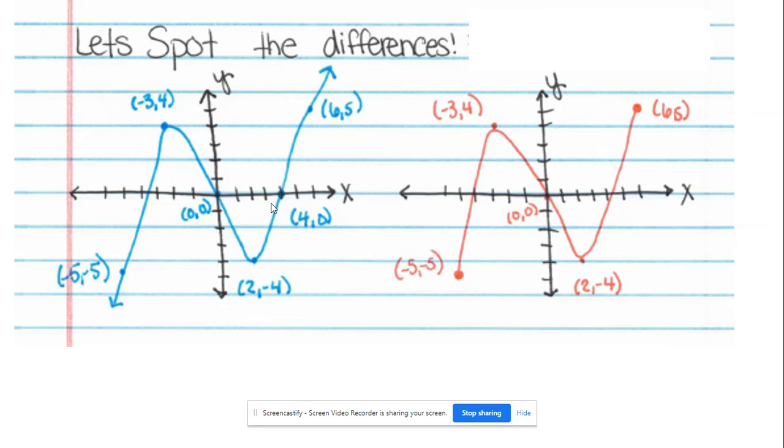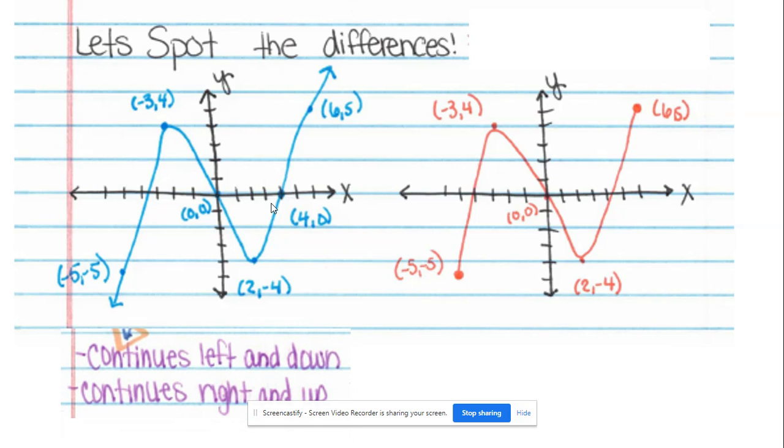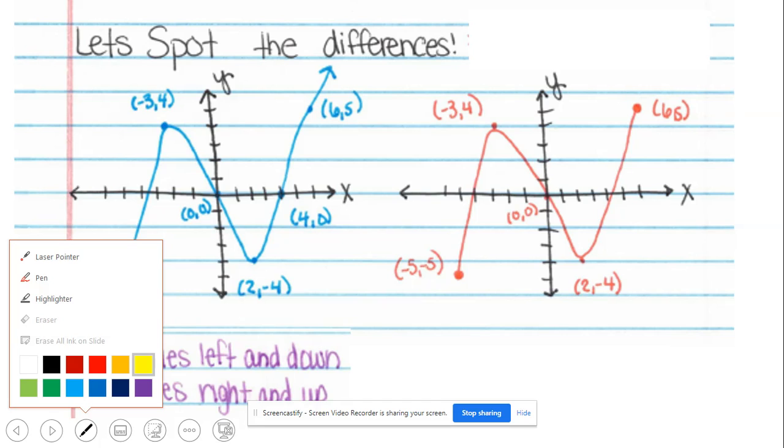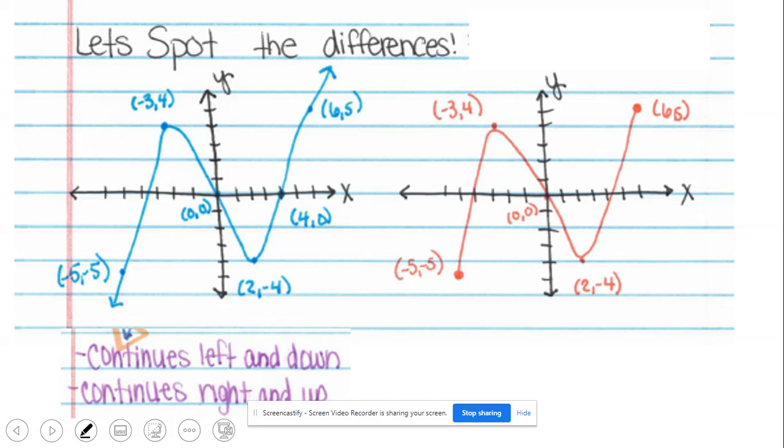So looking at the differences. Okay, so without getting into any math, let's just talk about things that are different. The first thing I notice is this graph on the left has arrows, which means it's going to continue left and down, which is here, and it's going to continue right and up, which is here.